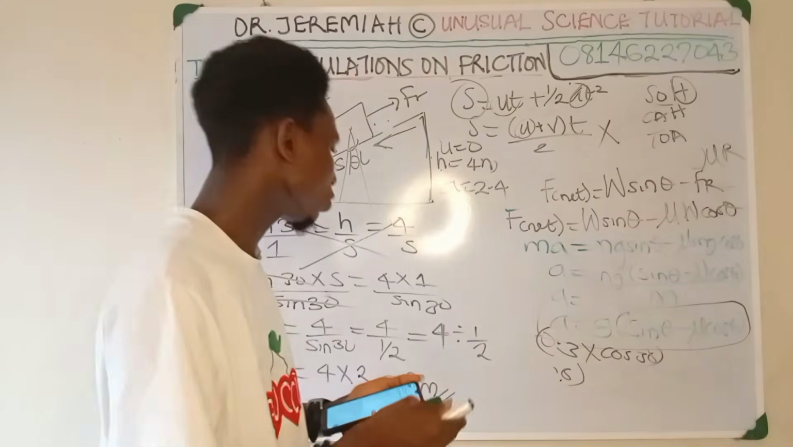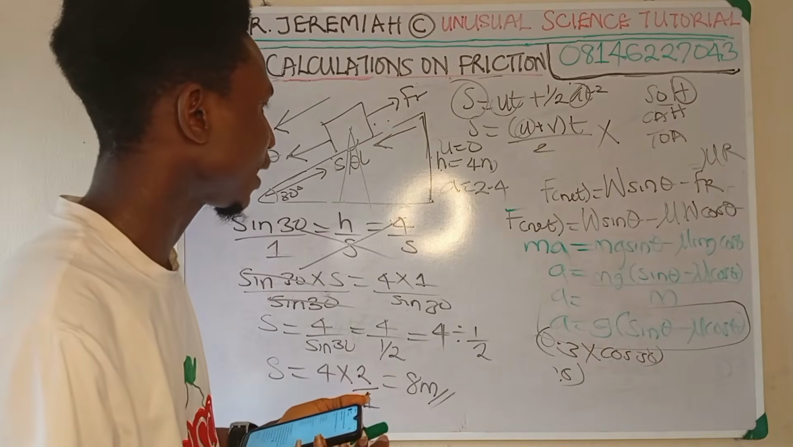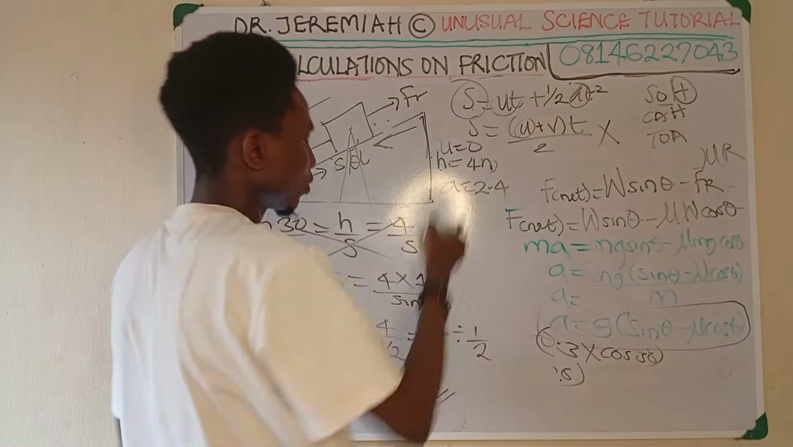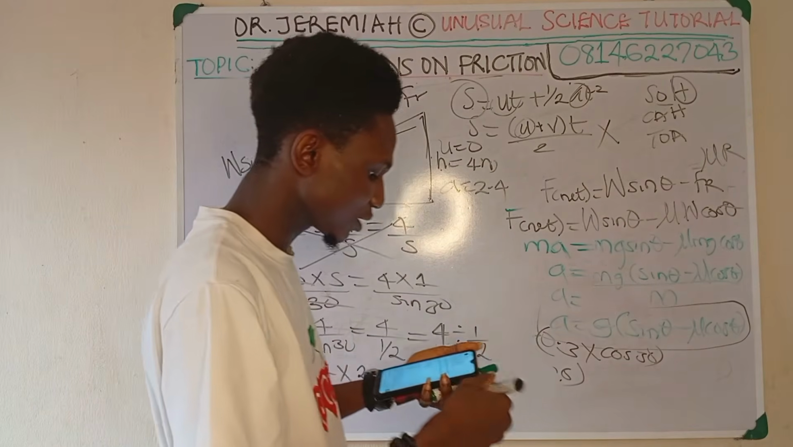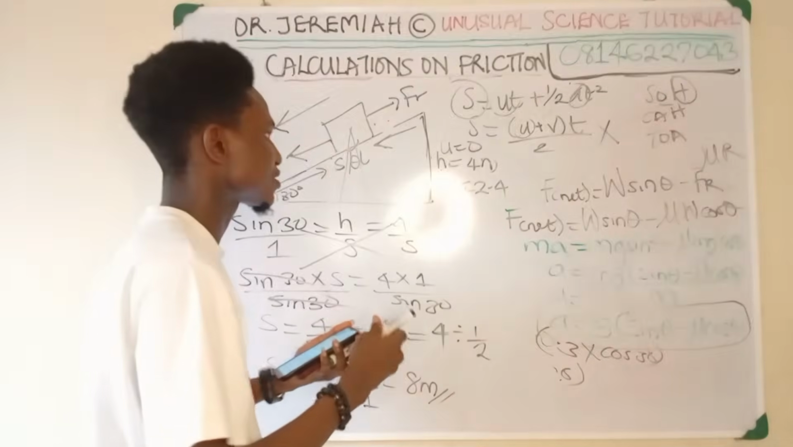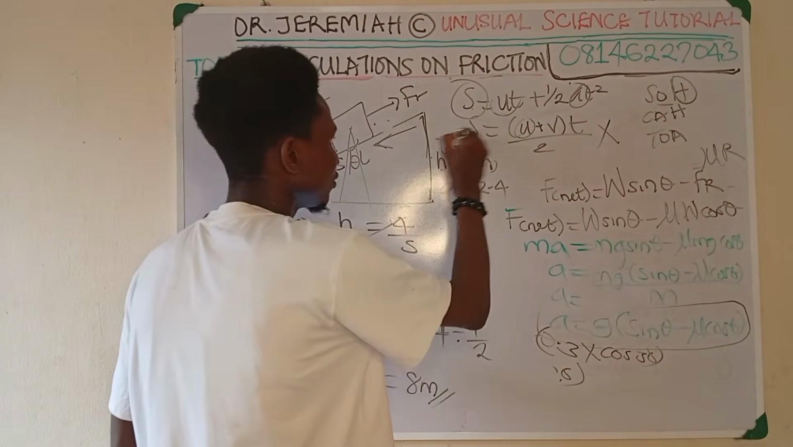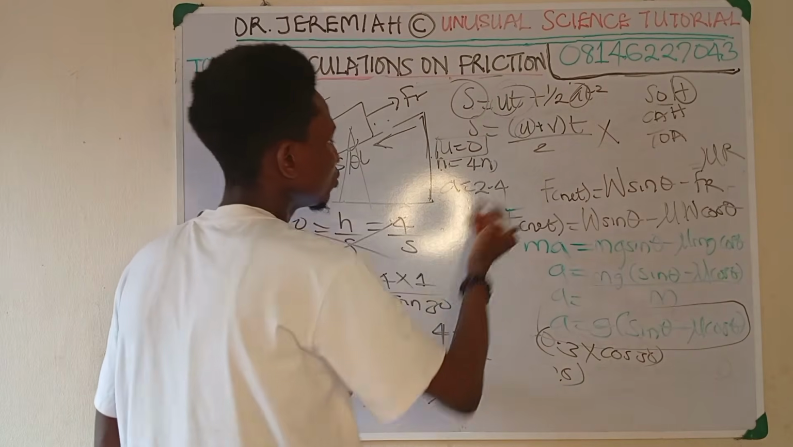Okay, that's not what we're looking for. The question is so long, what are we looking for? We're looking for time. So we know distance now, let's quickly look for time. They told us the body is released from rest, so it means u is 0. So there's no need to bother about it.